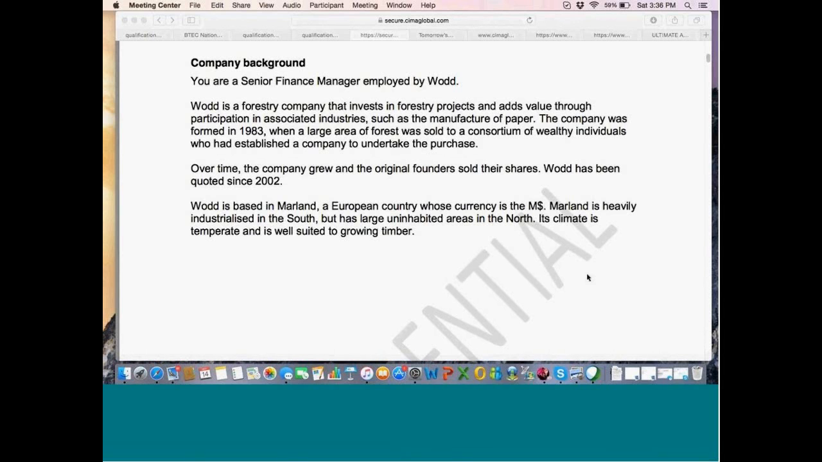Wood is a forestry company that invests in forestry projects, formed in 1983 by two wealthy individuals, but they moved on. One of the key things that I see is that it is a quoted company. Anybody from the class, why is it so important when it's a quoted company? What are a couple of things that come to your mind?